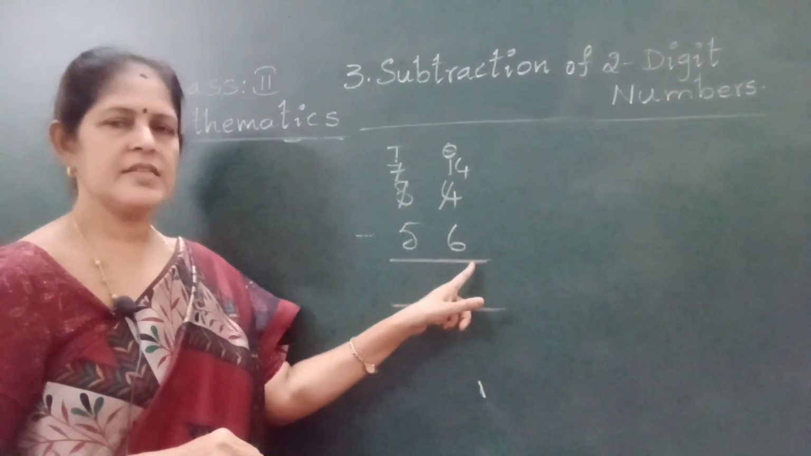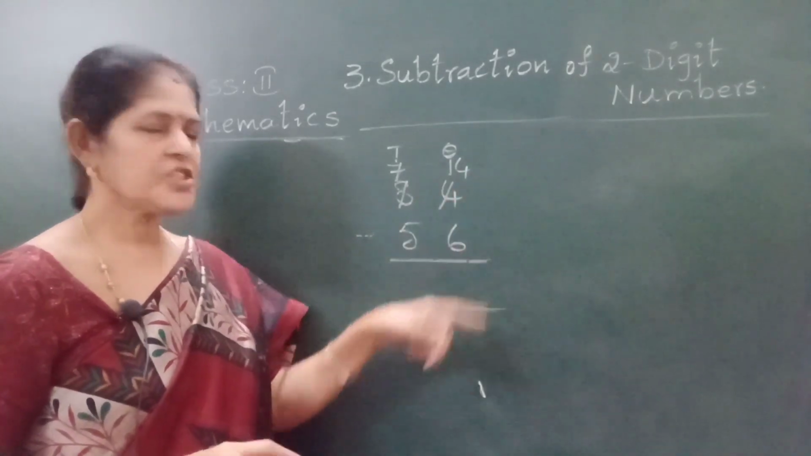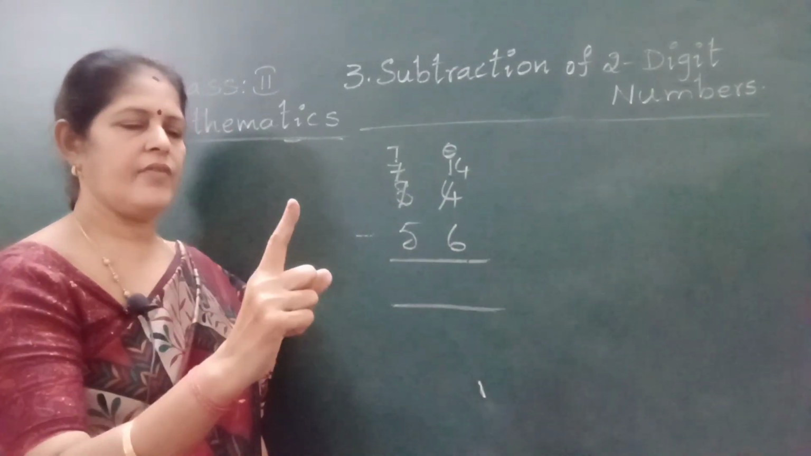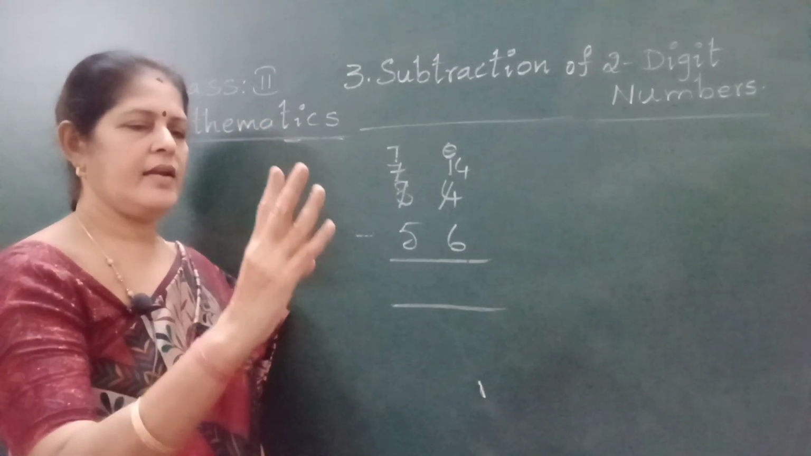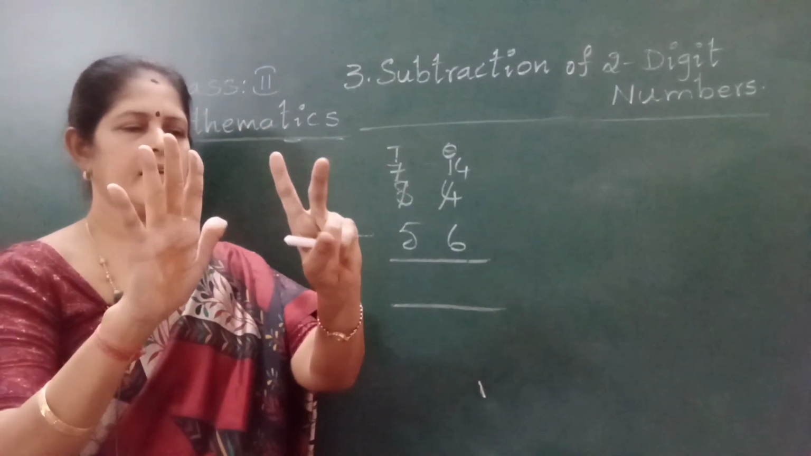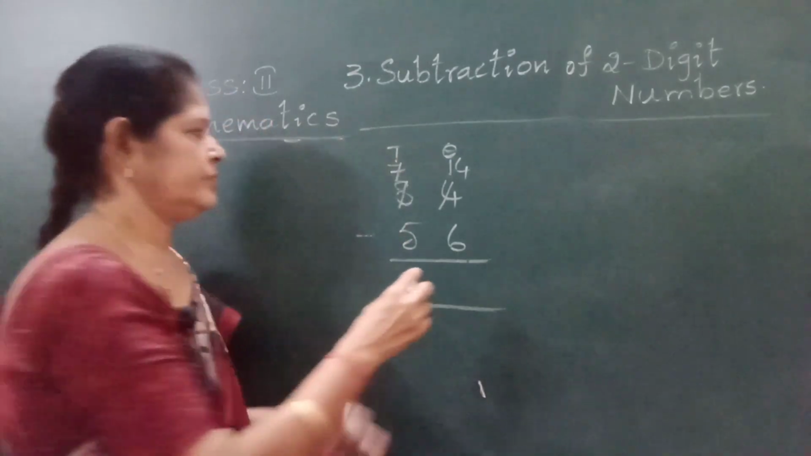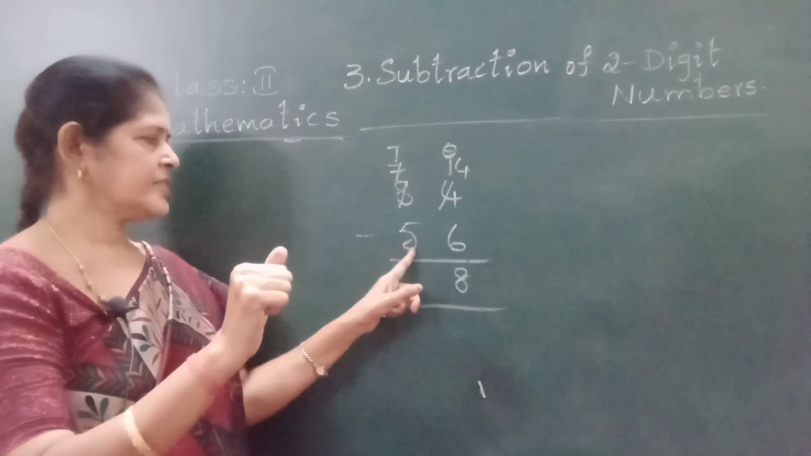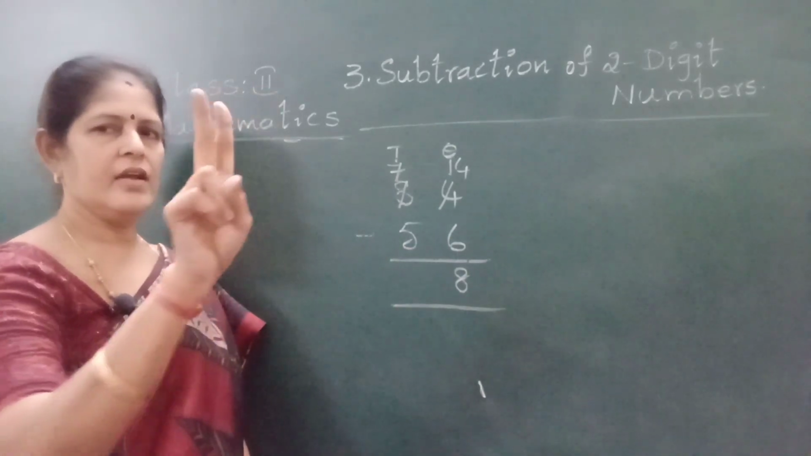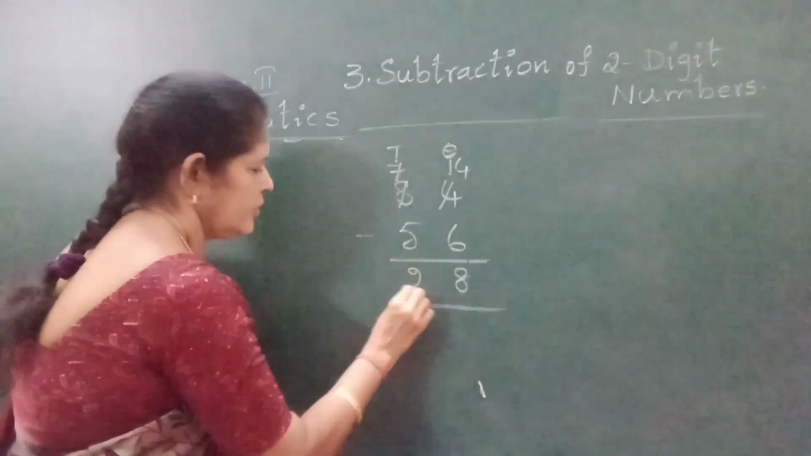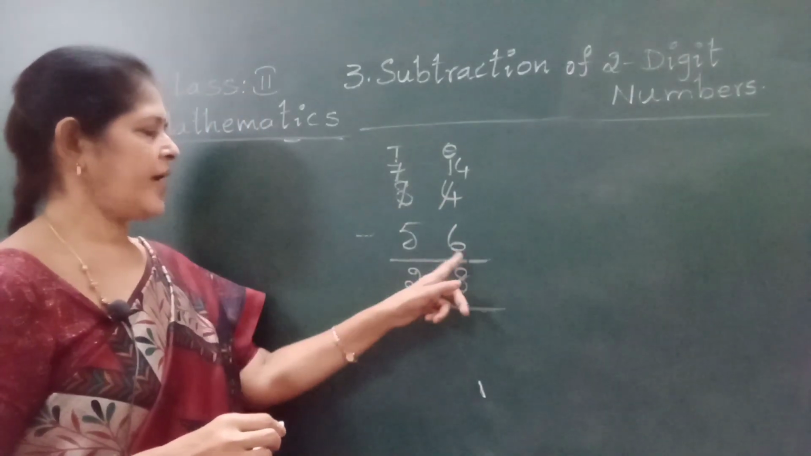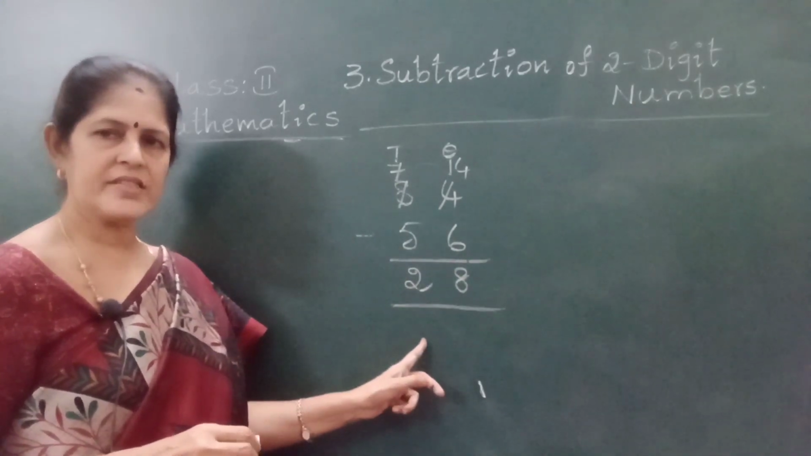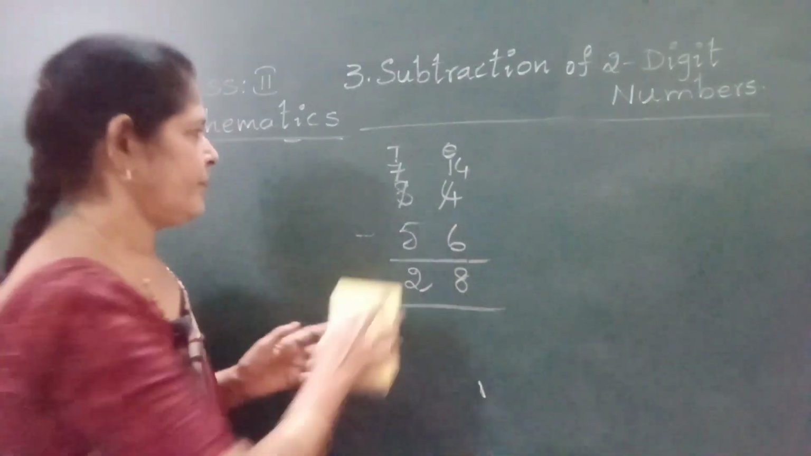Now 14 is greater than 6. Subtraction is possible. Close fingers. 6 after 7, 8, 9, 10, 11, 12, 13, 14. 8. Now 7 minus 5. Close fingers. 5 after 6, 7. The difference is 2. Now 84 minus 56 is 28. 84 minus 56, 28. Another example.